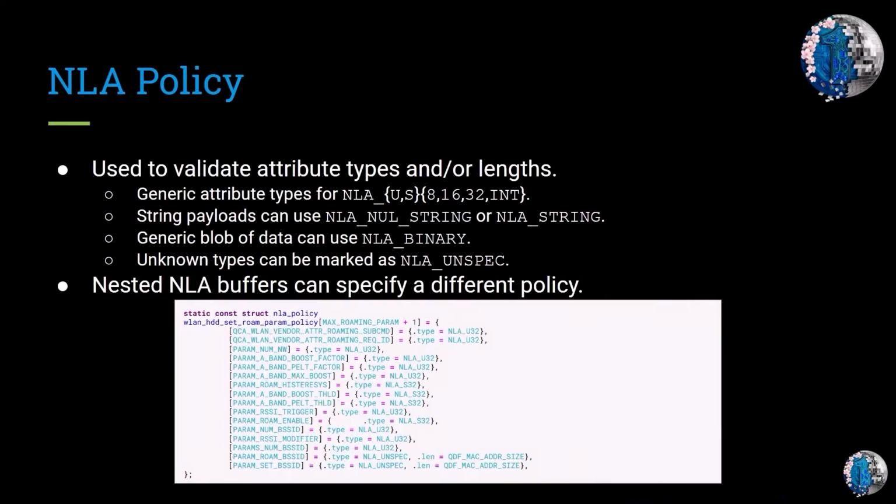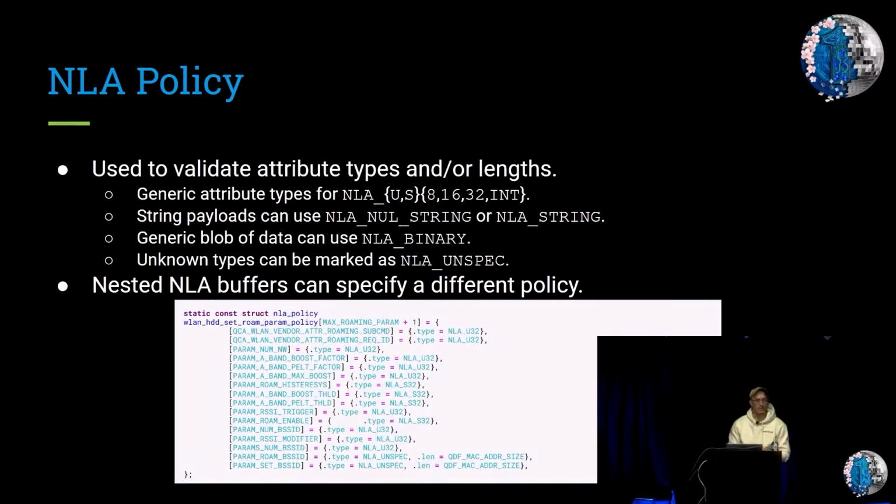NLA policy is an optional argument given to NLA parse. So when you NLA parse any kind of buffers, you can provide this optional argument, and basically what this allows you to do is for any set of attributes you pass in, you can specify a type for the attribute, and you can specify a length for the attribute. These are all handled in different and fun ways, though.